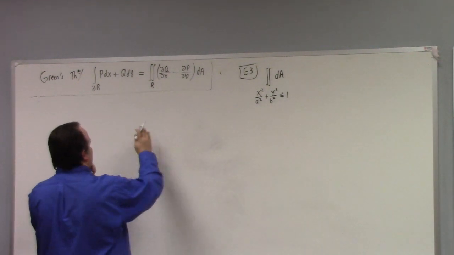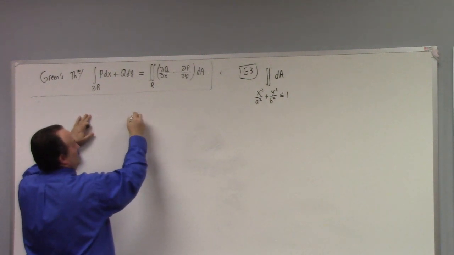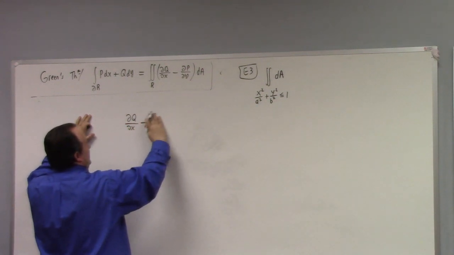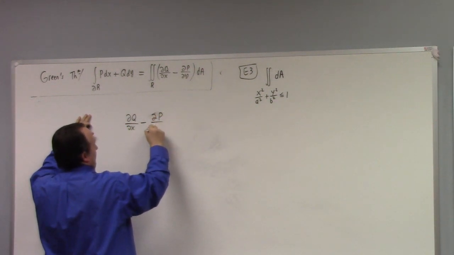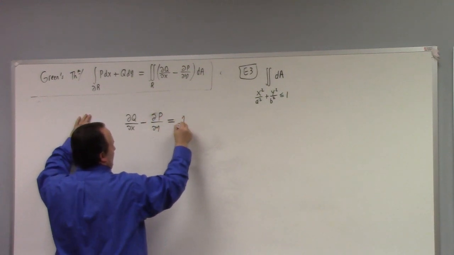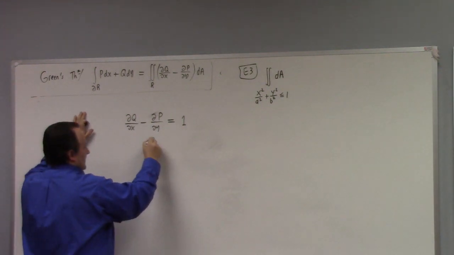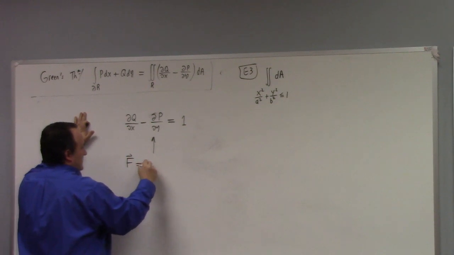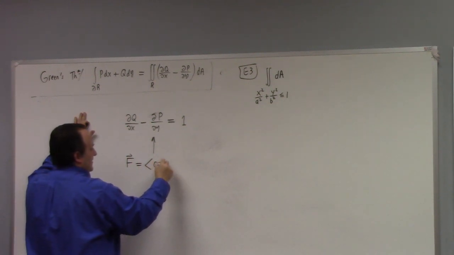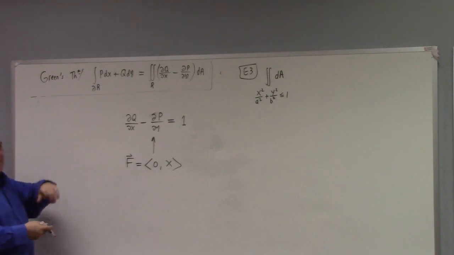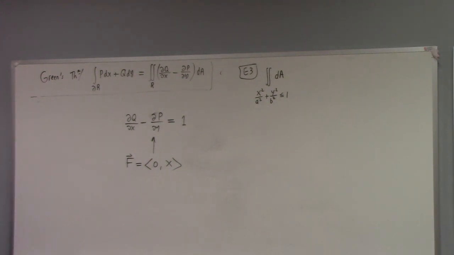So you guys tell me, suppose I want partial q partial x minus partial p partial y to be equal to 1. How can I make that happen? To get this, let me start us out. Here's 1. What if we do 0, 1, 0, x rather? If I do that for my vector field, what's partial q partial x? It's 1. But partial p partial y is 0. That works, right? What else could you do?